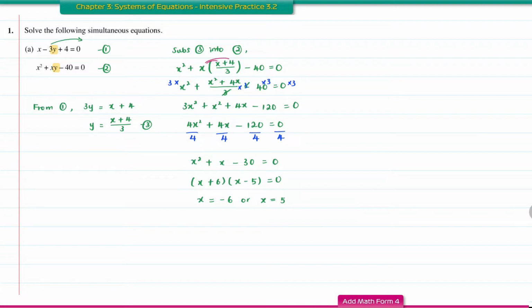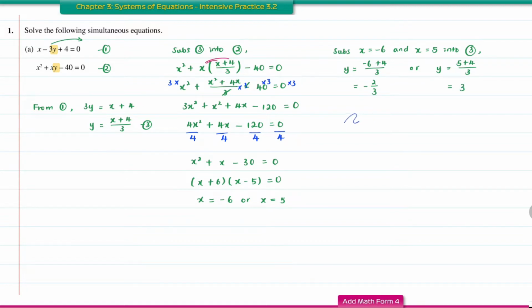Now we're going to find the value of y. Here we are going to substitute the values of x that we found into equation number 3, as y already became the subject of the formula. So y is equal to negative 6 plus 4 divided by 3. That is the first one. The other one will be 5 plus 4 divided by 3. When you solve it, you're going to get negative 2 over 3. And for the other y, it's going to be 9 divided by 3, which is equal to 3.